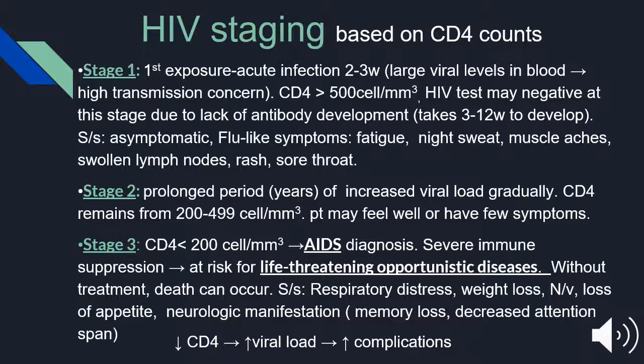Stage 3 is when your CD4 is less than 200 cells per cubic millimeter, and at this stage, an AIDS diagnosis comes up. Severe immune suppression puts you at risk for life-threatening opportunistic diseases. So without treatment, death can occur. Signs and symptoms could be respiratory distress, weight loss, nausea, vomiting, loss of appetite. Neurologic manifestations could be memory loss, decreased attention span.